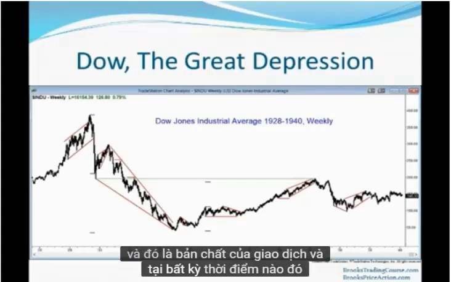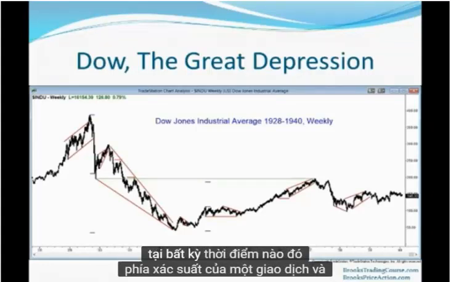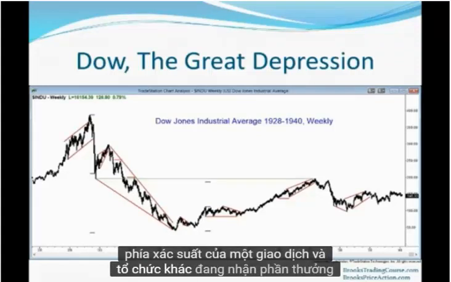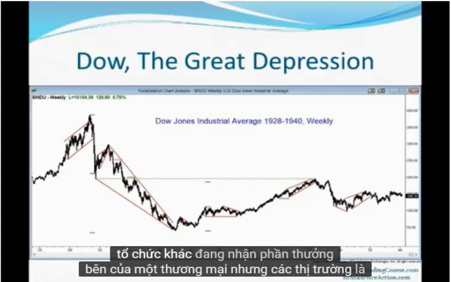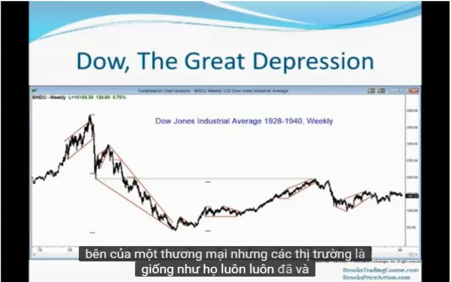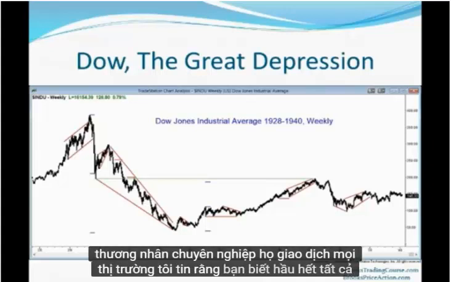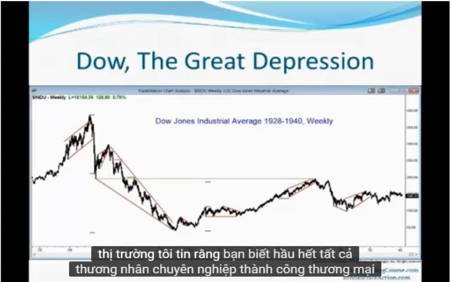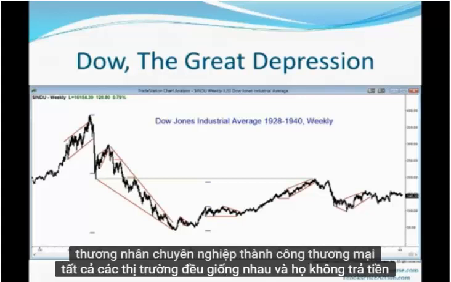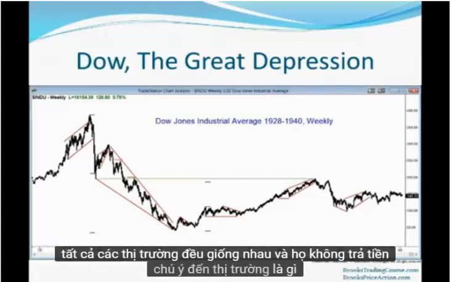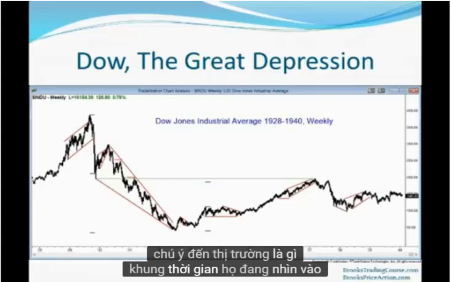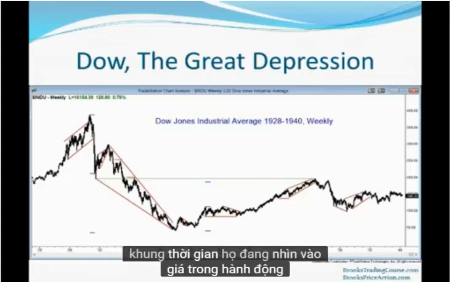At any given moment, someone is taking the probability side of a trade, and another institution is taking the reward side of a trade. But the markets are the same as they always were, and professional traders trade every market. I believe almost all successful professional traders trade all markets the same, and they don't pay attention to what the market is or what the time frame is. They're looking at the price action.